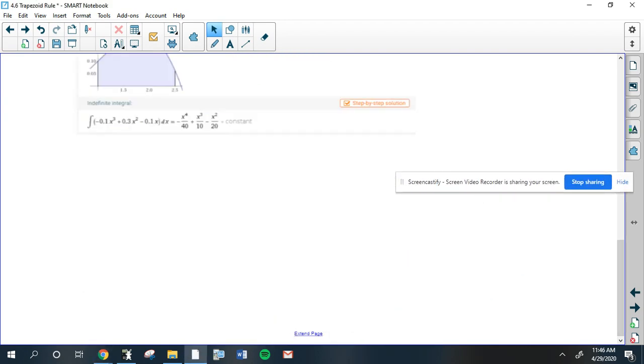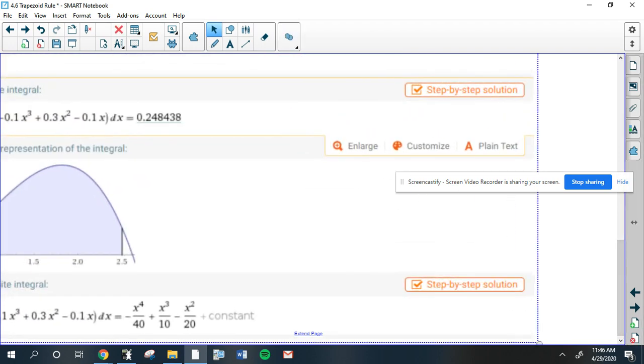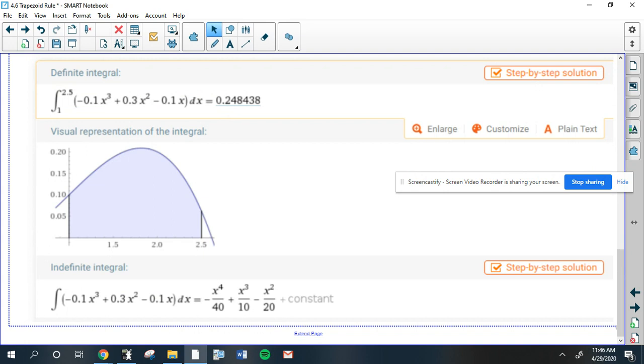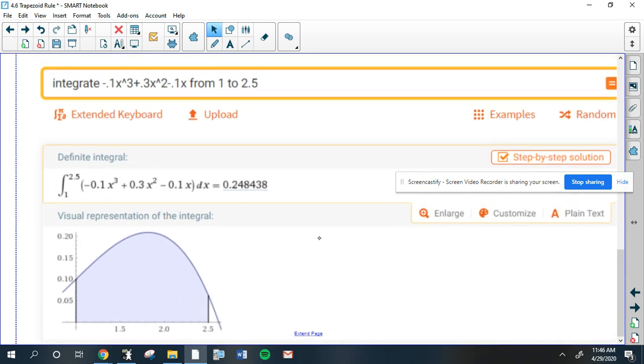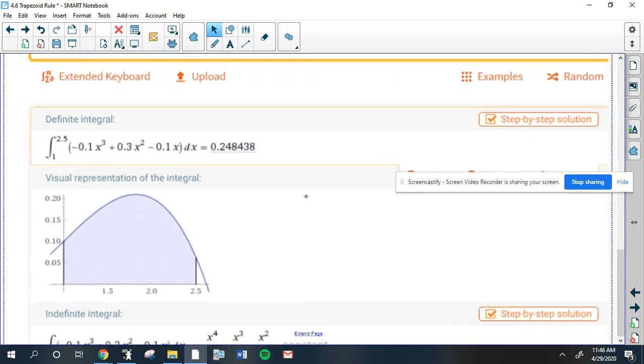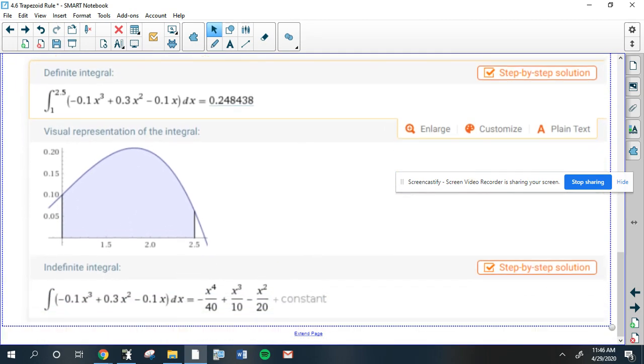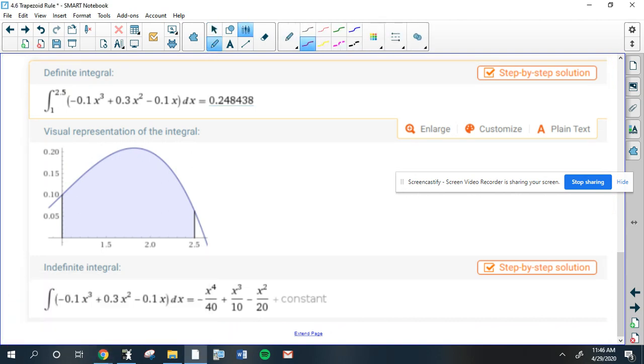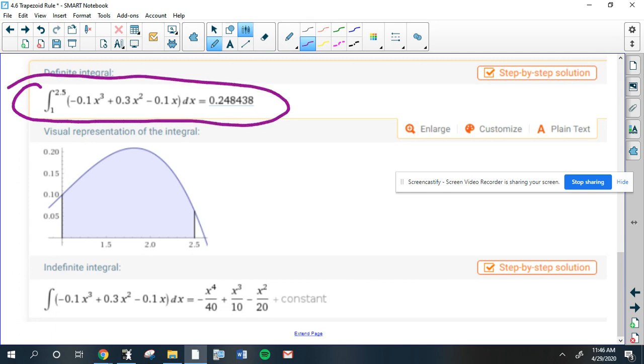Expand that so you can see. So I just typed in integrate the function from 1 to 2.5. You can see Wolfram Alpha is nice about this. They rewrite it for you just so you can make sure that's exactly what you meant. Give you the answer. And this one's 0.25. The last one, remember, was 0.025. This one's a lot more. And this would be inches.